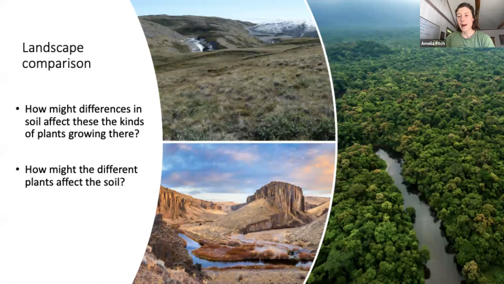So let's go back to these three photos that we just did a breakout session with. And now let's think about soil. So how might differences in soil affect the kinds of plants growing there? How might the different plants affect the soil? So again, pause the video now and head into your breakout groups to talk about these questions for, you know, 5 to 7 minutes or so, however long you need, and then resume the video and I'll discuss some of the things that I thought about.